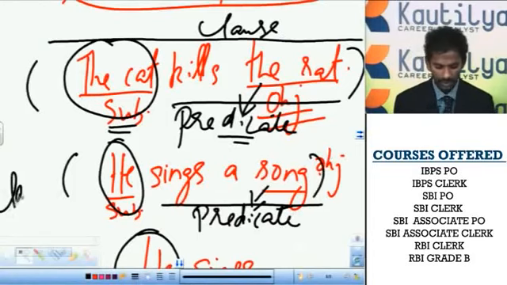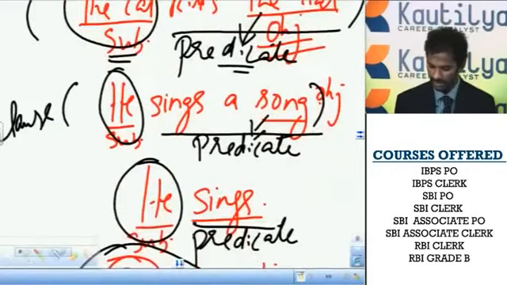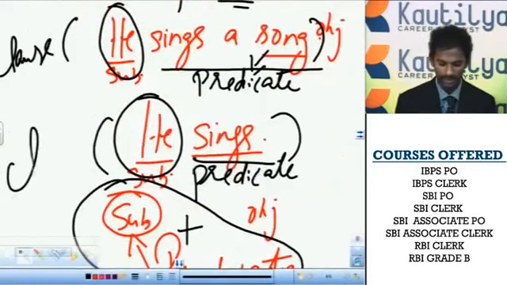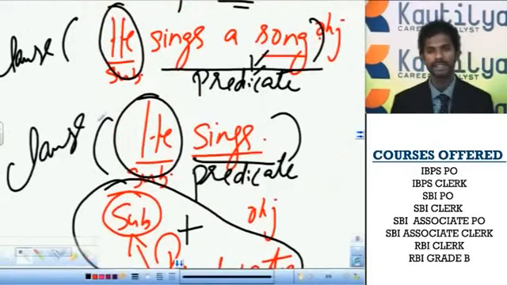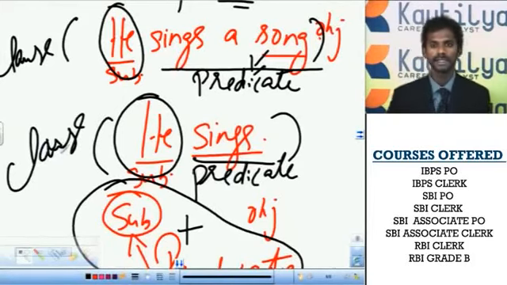So this can also be termed as a clause as well as a sentence. "He sings" is a part of a sentence containing a subject and a predicate. So this can also be termed as a clause as well as a sentence. Clear? A sentence always makes a complete sense, whereas a clause may make a complete sense or an incomplete sense. That's the only thing.